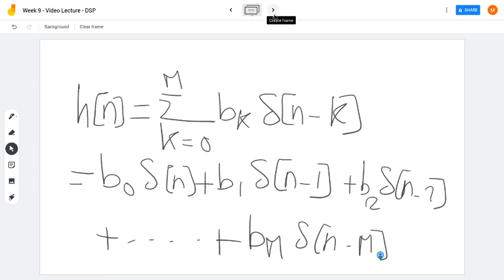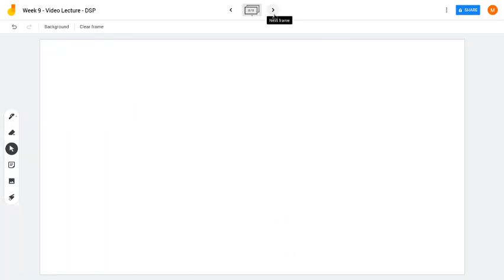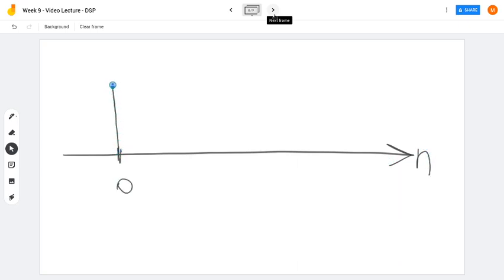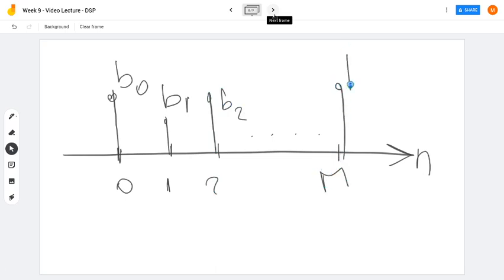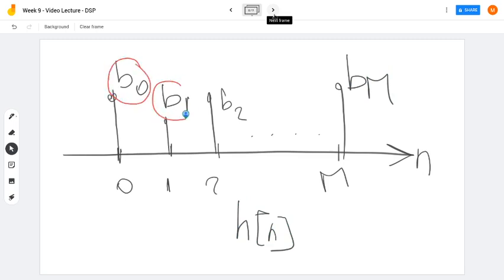And if we try to plot this impulse response, we will be having this. This is n, and at instant 0 we will have an impulse with magnitude b0. At instant 1 we will have an impulse with magnitude b1, instant 2 b2, up to instant m with magnitude bm. So it's clear that the impulse response h of n is simply equal to the filter coefficients b0, b1, b2, and bm.